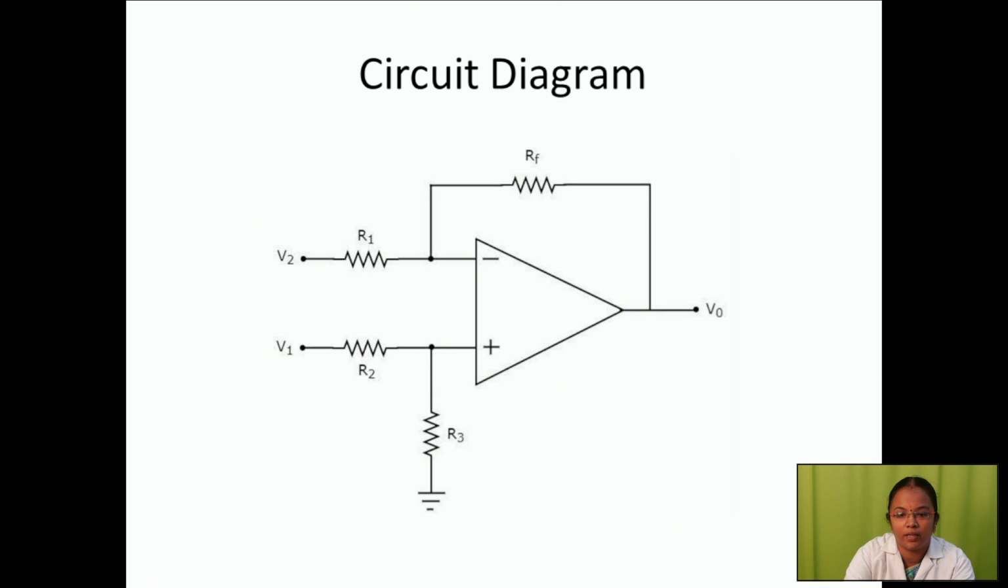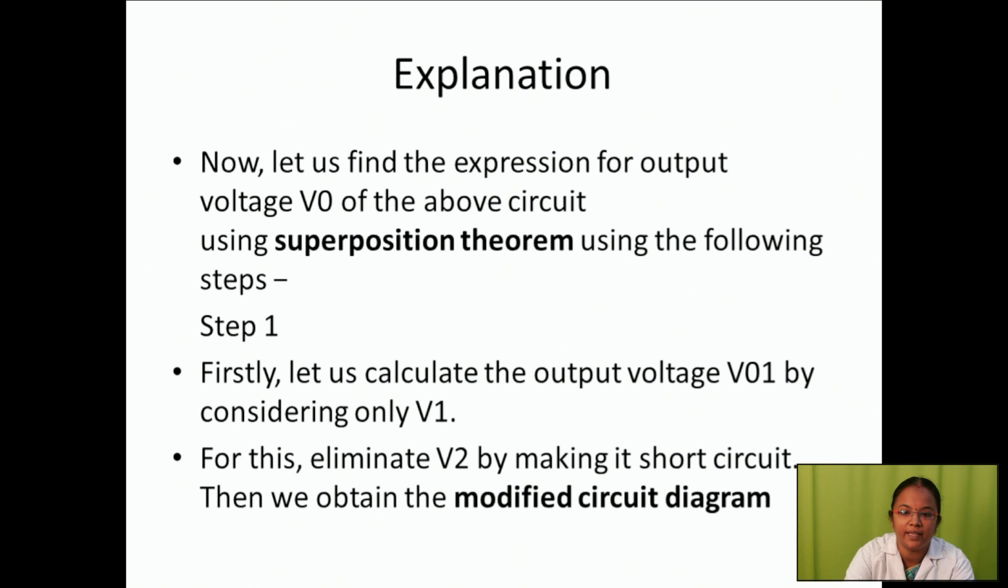We are going to analyze this circuit using 3 steps. First, we modify this circuit as an inverting amplifier and a non-inverting amplifier, and in step 3 we add the step 1 and step 2 results. Now let us find the expression for the output voltage V0 for the above circuit. We are going to use the superposition theorem using the following steps.